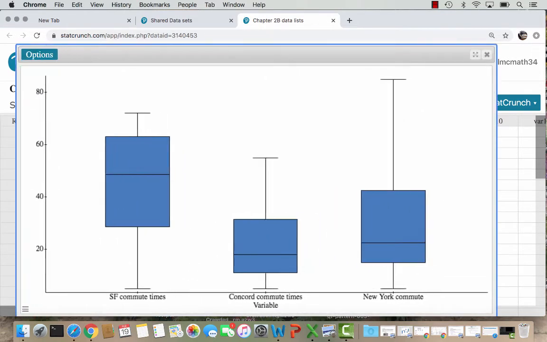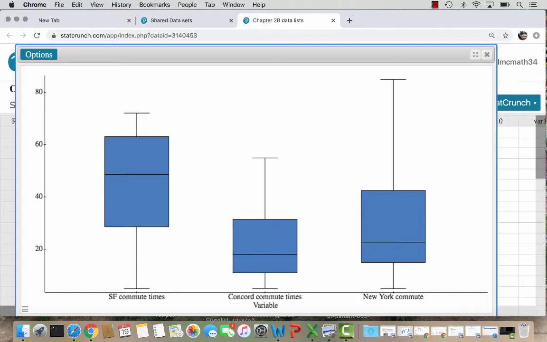I can stretch my graph to make it larger, and then I can compare SF, Concord, and New York commute times. Right away, looking at the box plots, I can see they all have close to the same minimum commute times, but the maximum commute times seem to differ. It looks like San Francisco has a maximum commute time somewhere around 70 minutes. Concord has a maximum commute time maybe a little less than 60 minutes, and New York has a maximum commute time over 80 minutes.